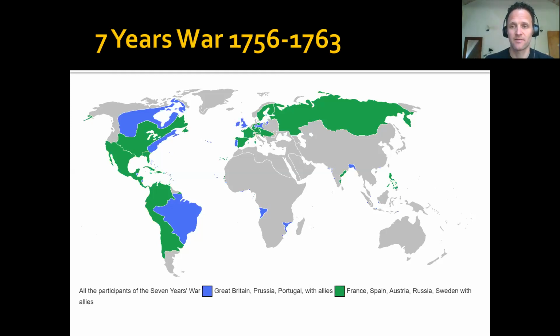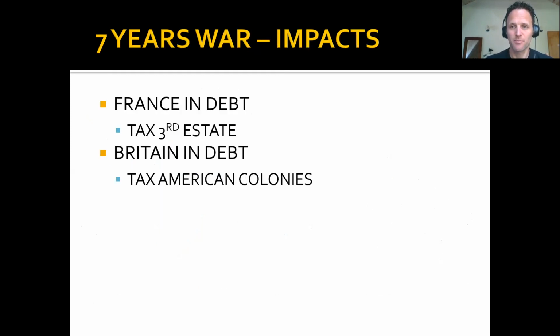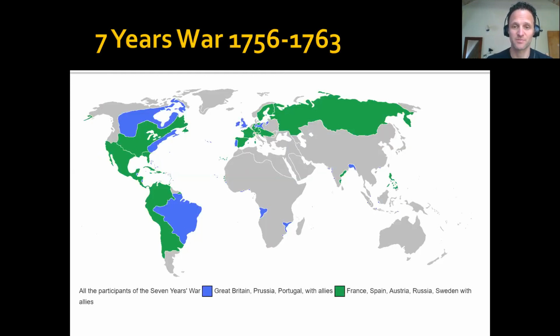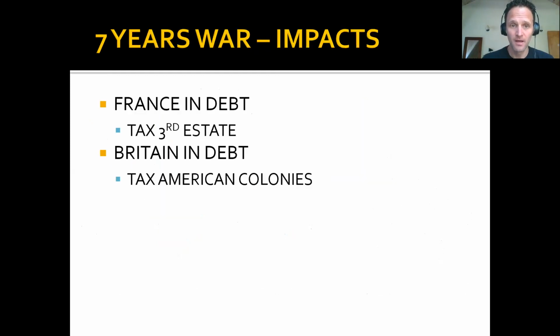Both had some allies, as you can see from this map. There are a couple of big impacts of the 7 Years' War. The first big impact is that Britain defeats France and gets a lot of their colonies in Southeast Asia, their trade posts in the Indian Ocean. And the other thing that happens is that both countries go into incredible debt. So France is in debt, Britain is in debt.